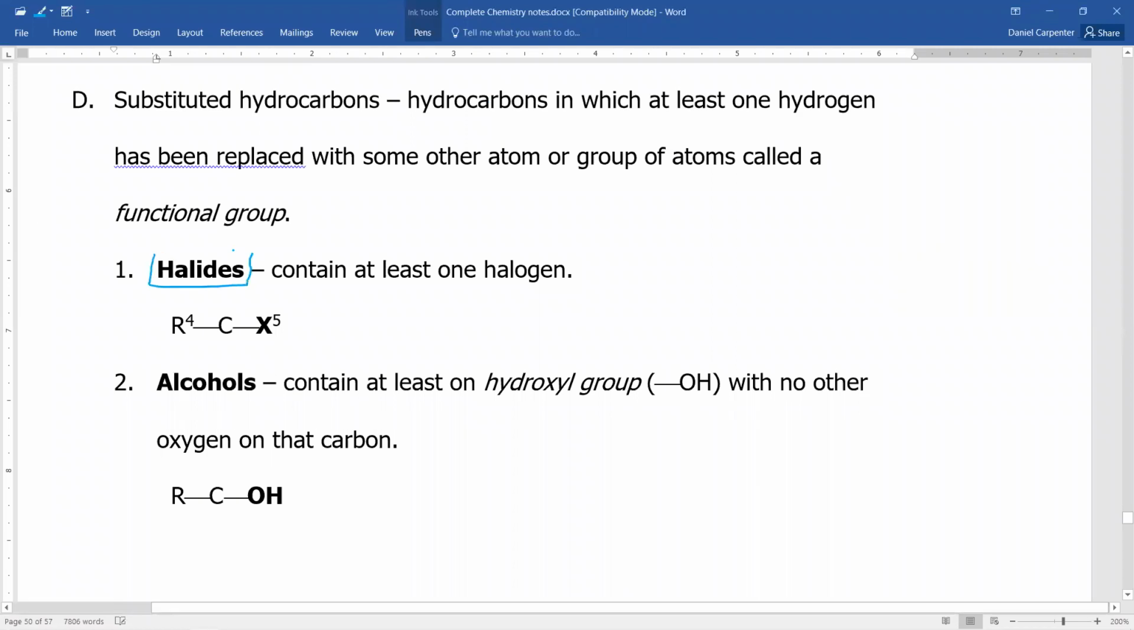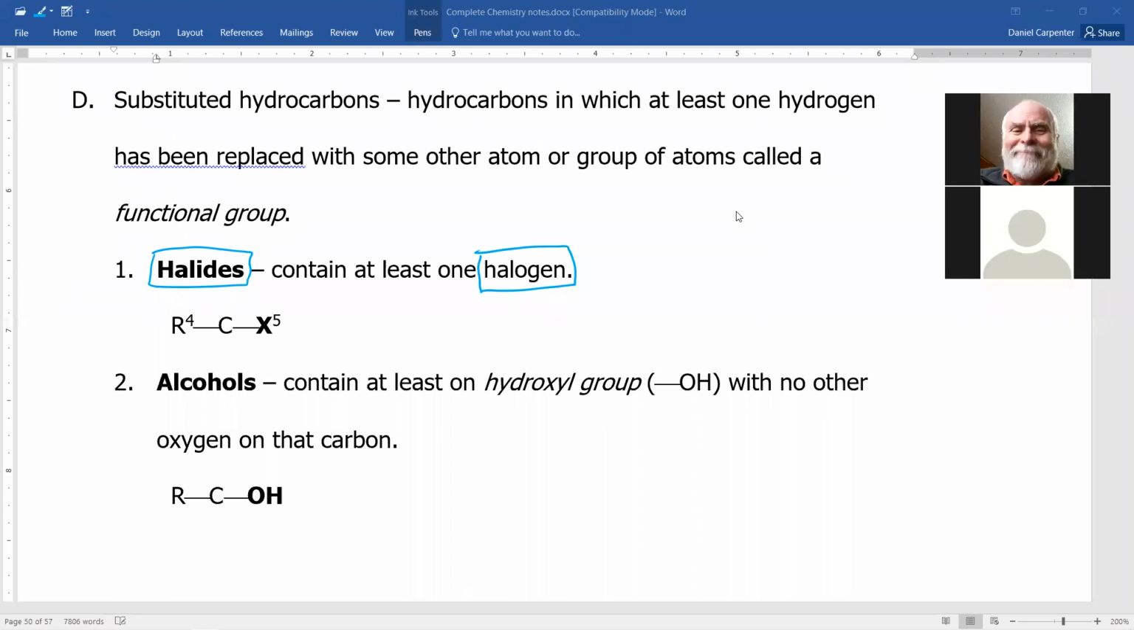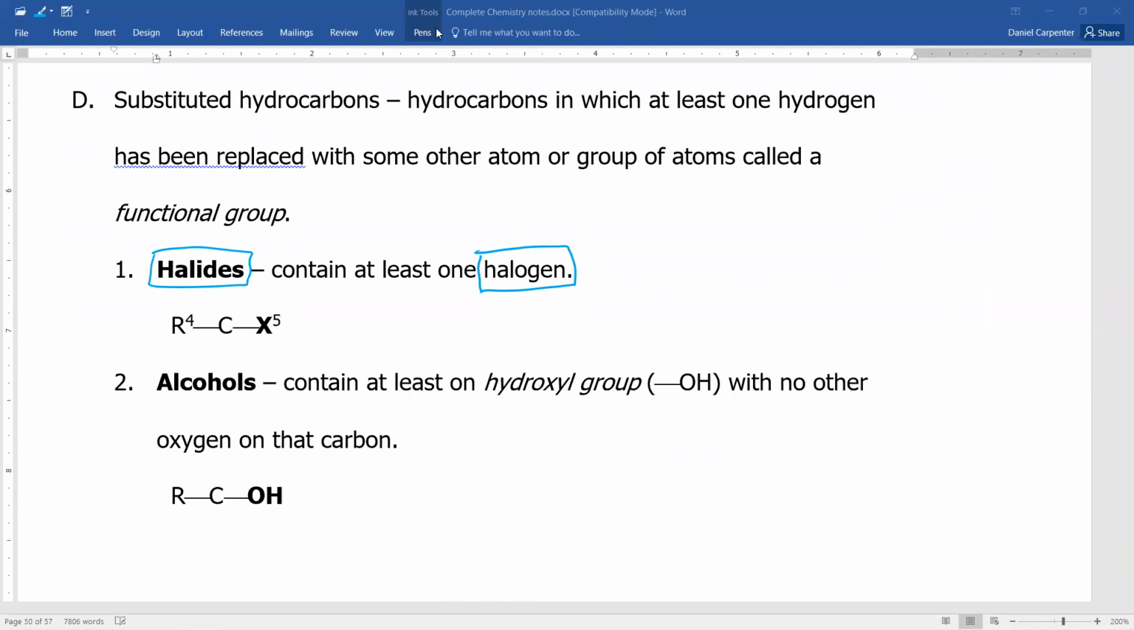Remember, halides contain a halogen. And in a general formula, the symbol for halogen is X. But you'll never in a real formula see X. They would write C with H's, and then I or Br or Cl, but they would never just write X in the formula. The X here is just the generic way to show it.